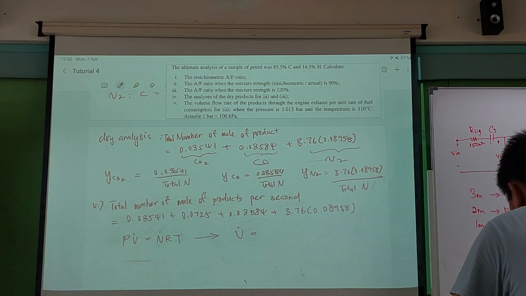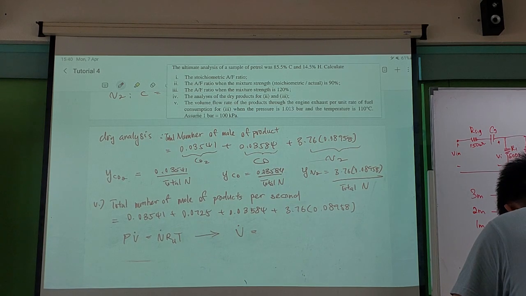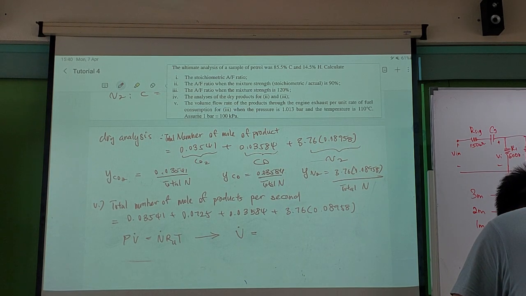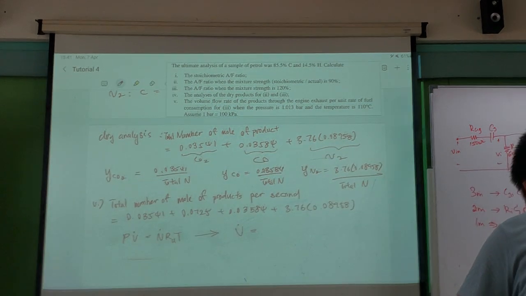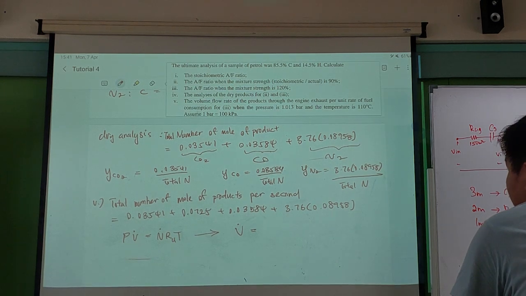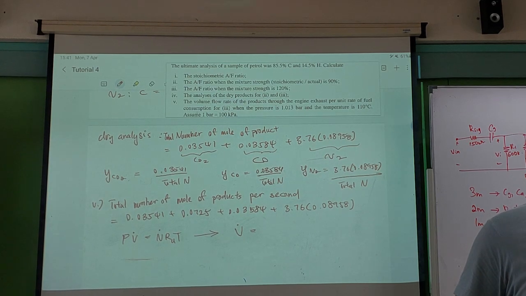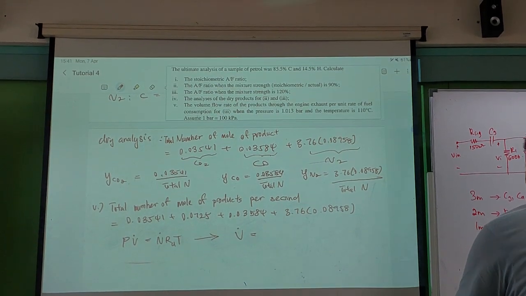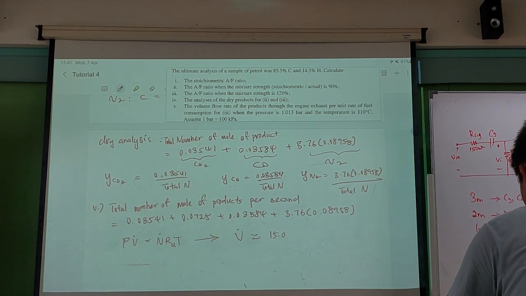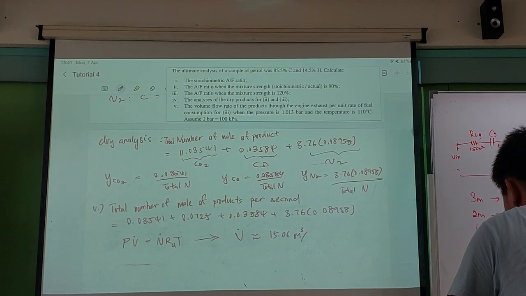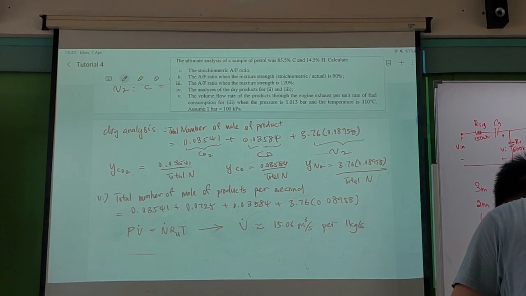Of course we use the mole version because that will be the easiest, since you can use the universal gas constant, and then you don't need to worry about the composition. T will be absolute temperature, 110 plus 273, and pressure 101.3 kilopascal. So your answer will be approximately 15.6 cubic meters per second for every 1 kg per second of fuel.